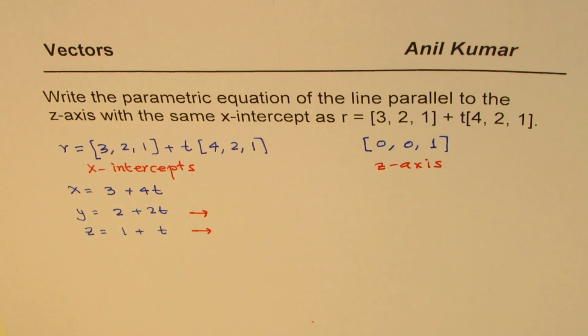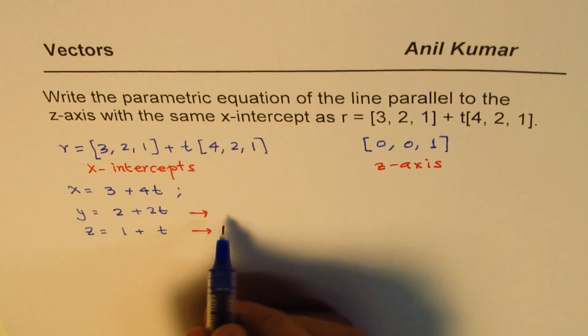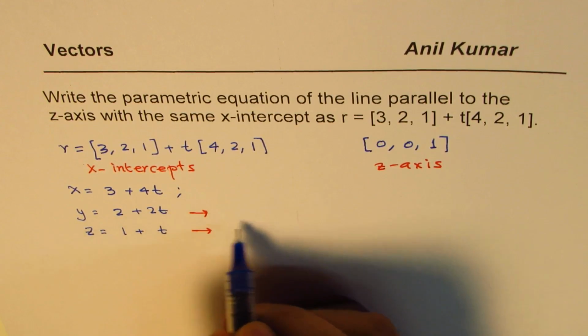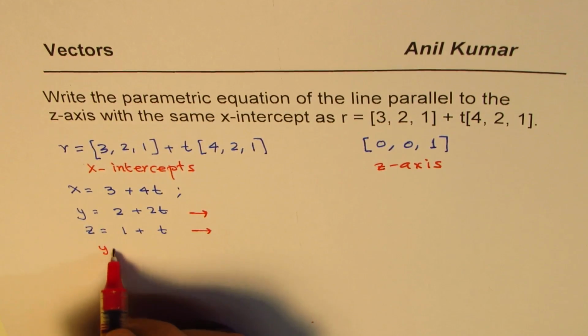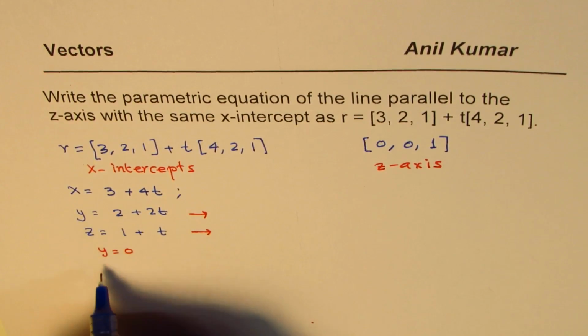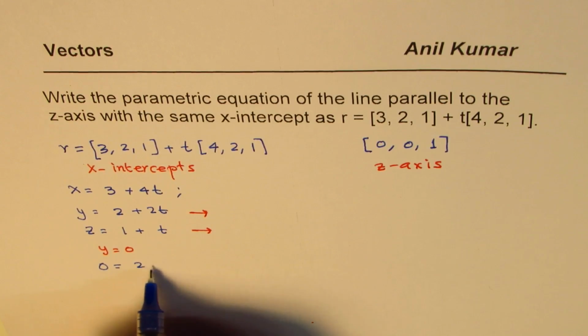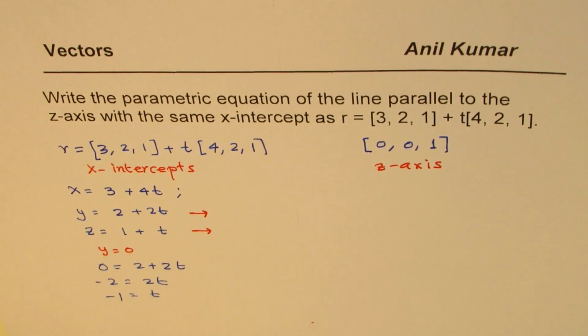We should get the same value. First, let's substitute y equals 0 and find what t is. So y equals 0: 2 plus 2t equals 0. That gives us minus 2 equals 2t, or t equals minus 1.